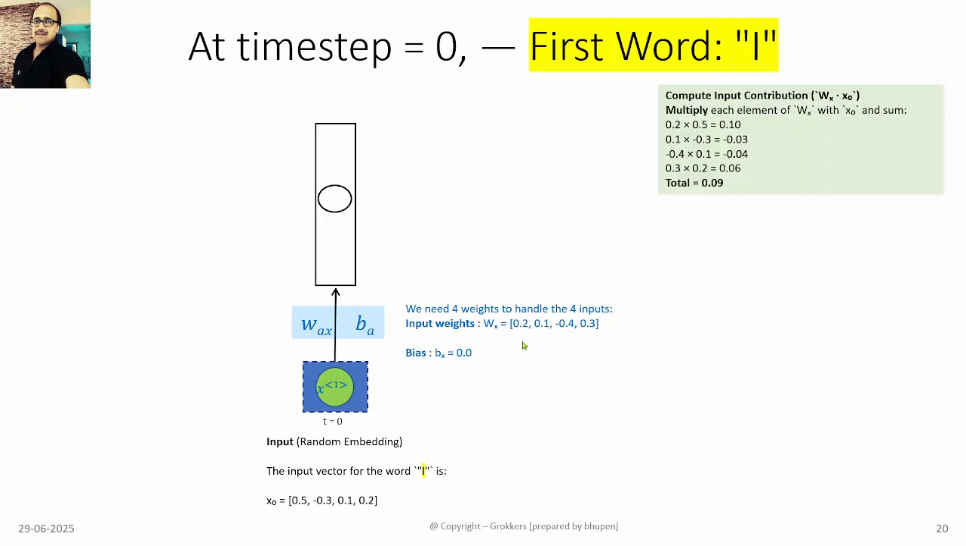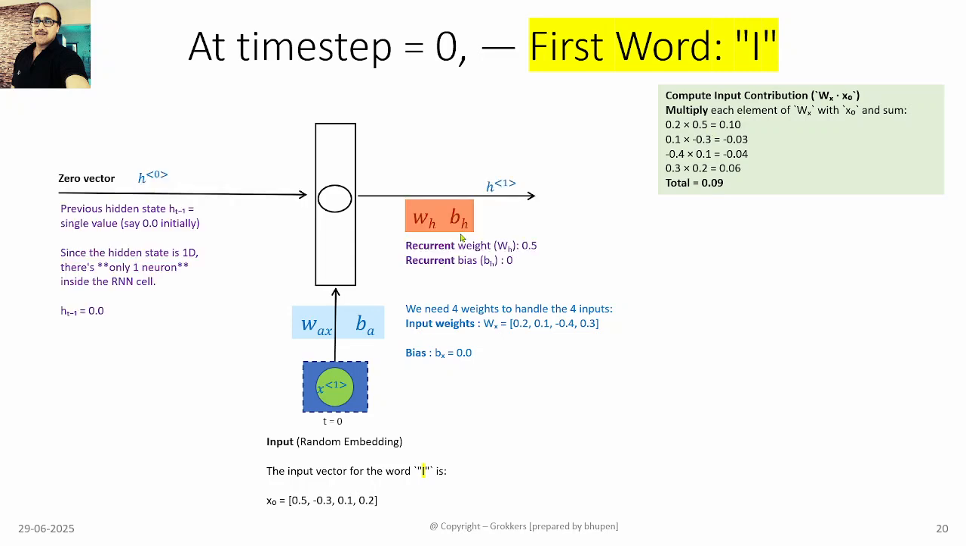Now the first step that the RNN does is the dot product of the input embedding with the weight matrix. It's simply the dot product of corresponding elements, and you get a total or summarized value. So it is like a weighted sum of the features. So the value is 0.09.